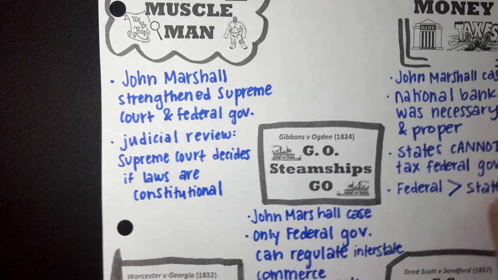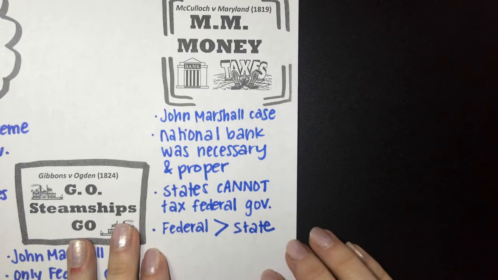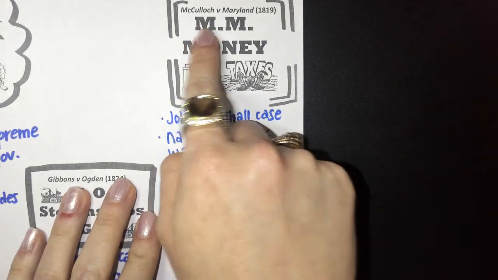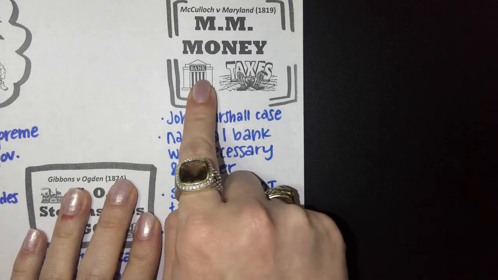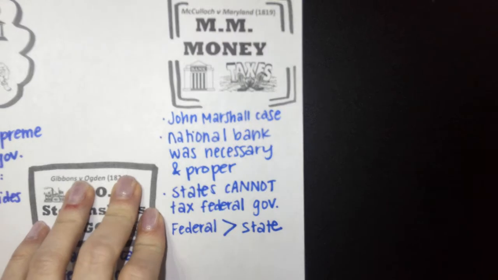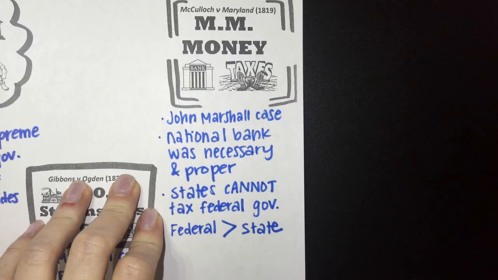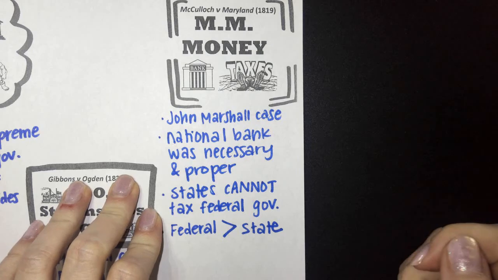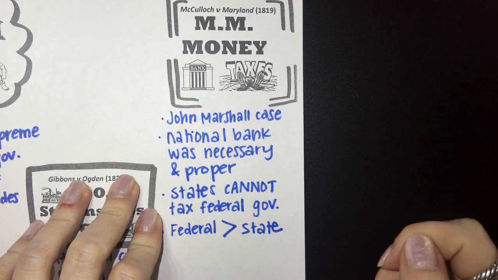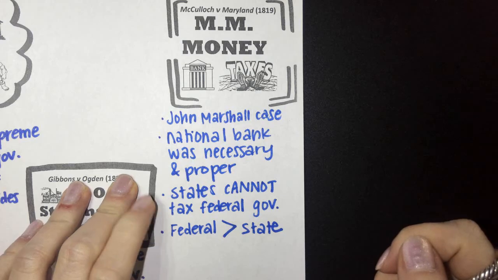So let's move on to the second court case that featured John Marshall on the Supreme Court as the Chief Justice. And I remember McCulloch v. Maryland because I say MM money. It's all about the national bank and taxes. Basically, the federal government had created a national bank branch in the state of Maryland, and Maryland was very unhappy about this, and they decided to tax the national bank.